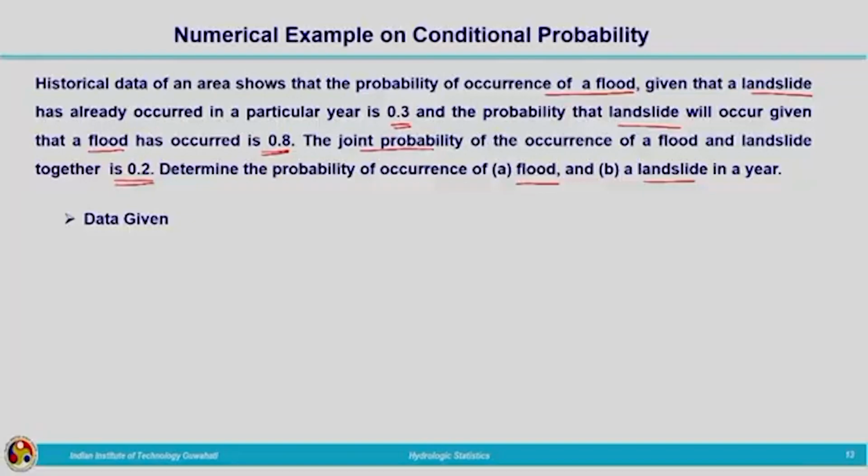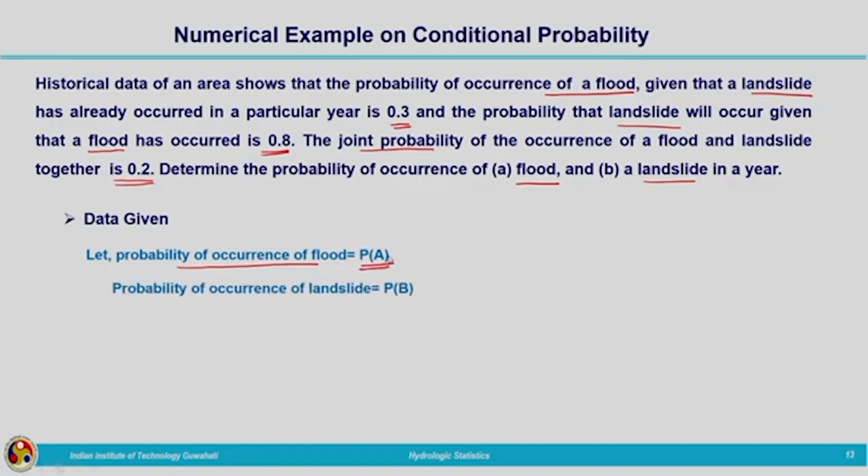We have two events, one is flood and the other one is landslide. Let us represent the two events. Let the probability of occurrence of flood be represented by P(A) and the probability of occurrence of landslide be represented by P(B). Data given includes the probability of occurrence of a flood given a landslide has already occurred is 0.3. P(A given B) is 0.3, and the probability of B given A is 0.8. That is, the probability of occurrence of landslide given the flood has already occurred is 0.8.